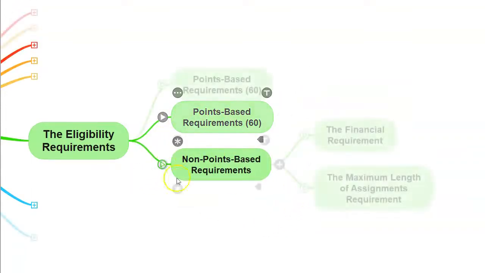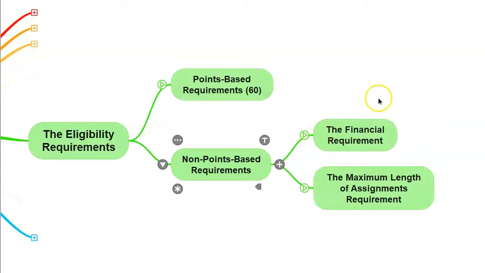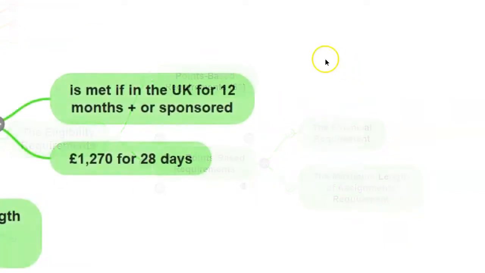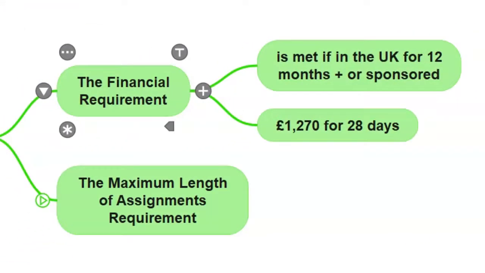Then we have to move on to the non-points based requirements, and there are two. First of all, we have the financial requirements and the maximum length of assignment requirements. The financial requirement you don't have to meet if you are applying in the UK and you have been residing here for more than 12 months, provided it was lawful residence, or if your sponsor confirmed in their certificate of sponsorship that they intend to sponsor you for the first months. If this doesn't apply to you, then you'll need to show that you have at least £1,270 in your bank account, and this amount was there for at least 28 consecutive days before the date of the application.